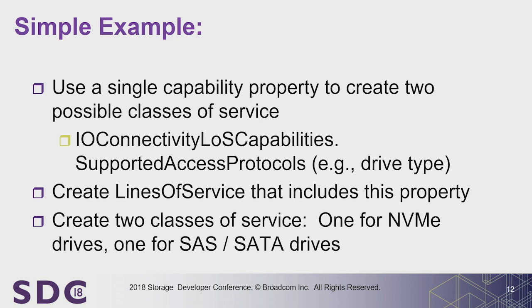So one of the points to note here is you can have one or many properties, capabilities, lines of service to define an instrumental class of service. I picked one here, just for an example. So looking at a single capability property.